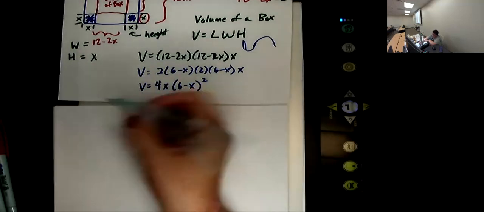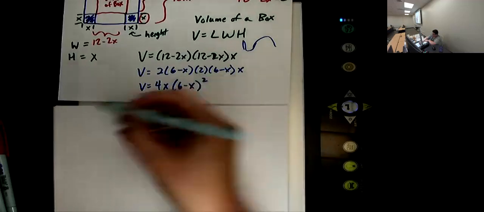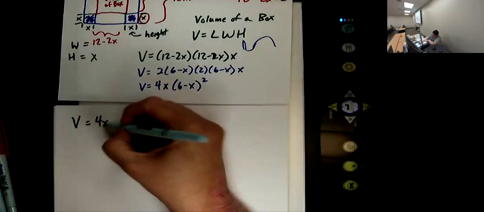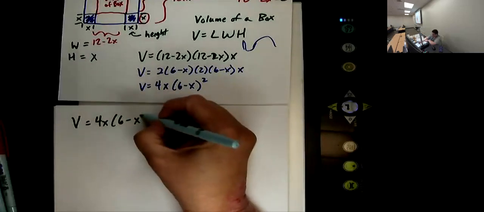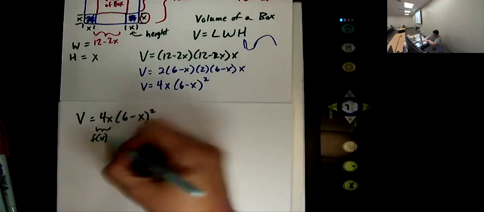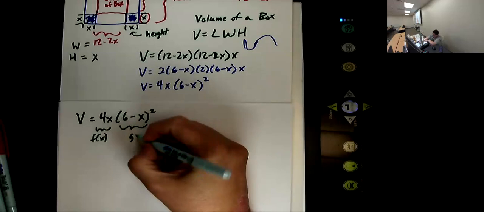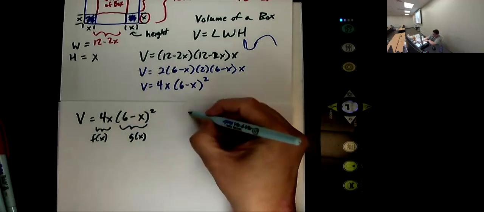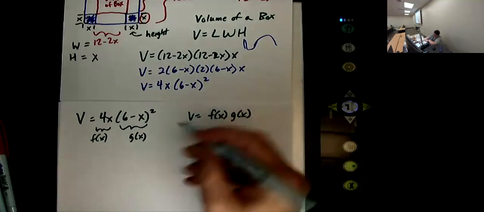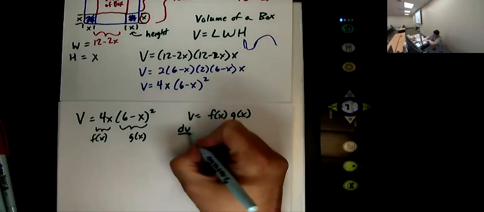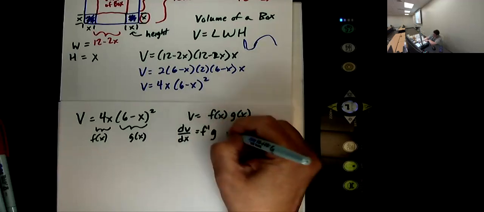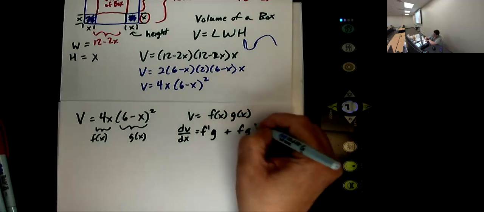All right. I'm going to slow this down a little bit and rewrite it on this page. I'm going to call 4x f of x, and I'm going to call (6 minus x) squared g of x, so that v equals f of x times g of x. And dv/dx equals f prime times g plus f times g prime.